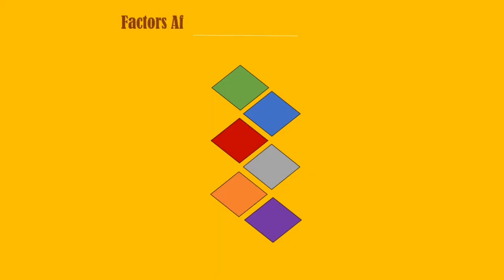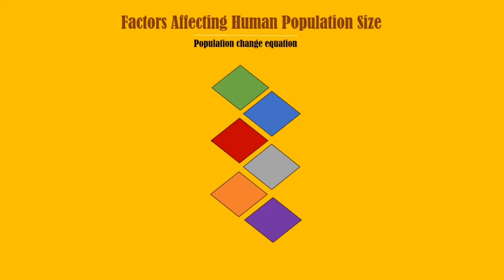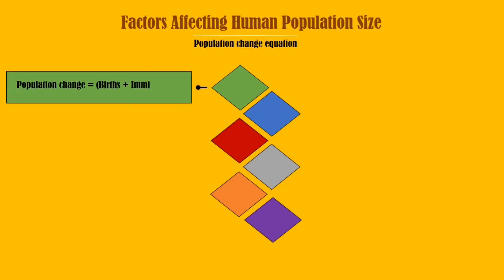Now let's discuss the factors affecting human population size, such as the population change equation. First is population change. This is equal to births plus immigration minus deaths plus emigration. Immigration is defined as the coming of people to live permanently in a foreign country, while emigration is defined as leaving one's country to settle permanently in another country.